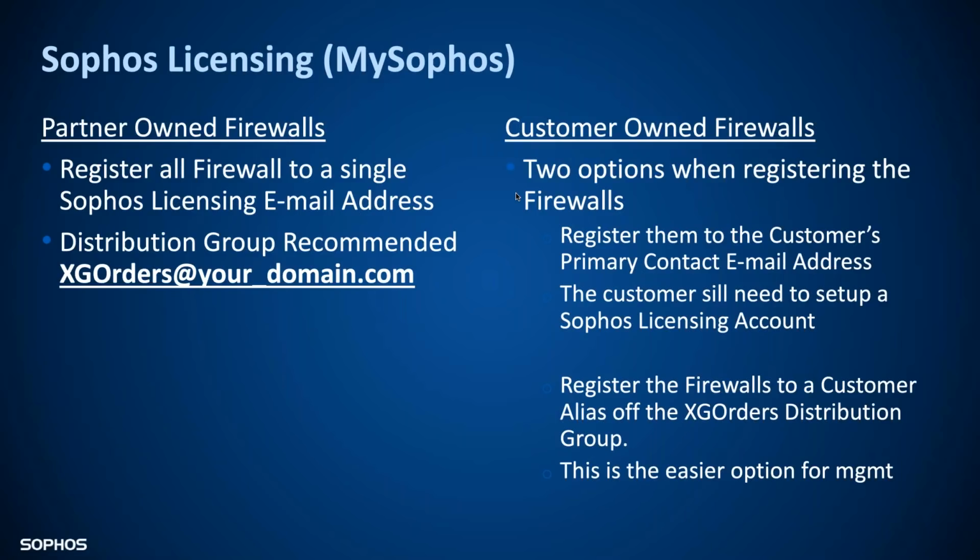It's not registered under Steve Weber at Sophos or Travis Simmons at Sophos, so that I'm having to go and constantly request that they log into their account. Typically recommend using something along the lines of XG orders at yourdomain.com, created as a distribution group. The reason for this is part of the registration process. When we go to accept management, you'll see this, it's going to email the person who is registered as the registered owner of that firewall.